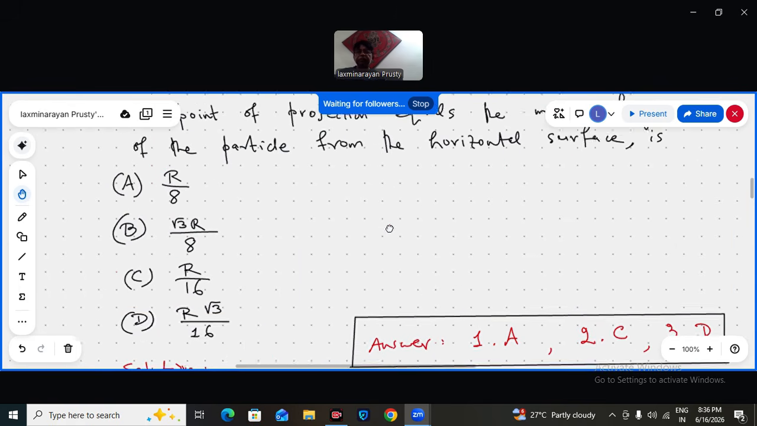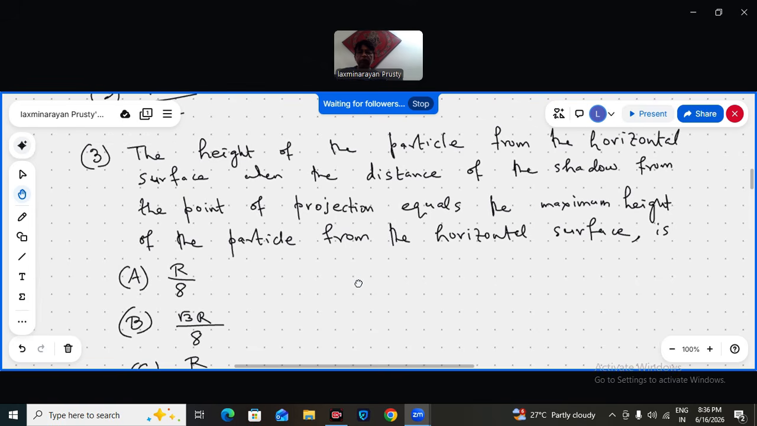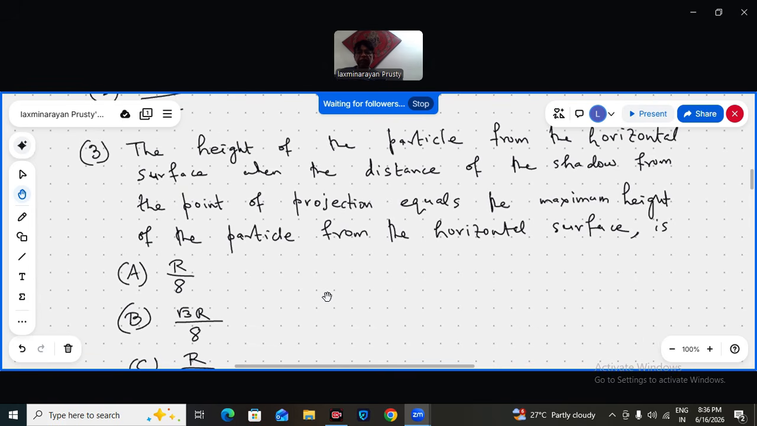Question number 3, as I told: the distance of the shadow from the projection point is equal to capital H, meaning the maximum height of the particle from the horizontal surface. At that time, what is the height of the particle from the horizontal surface?